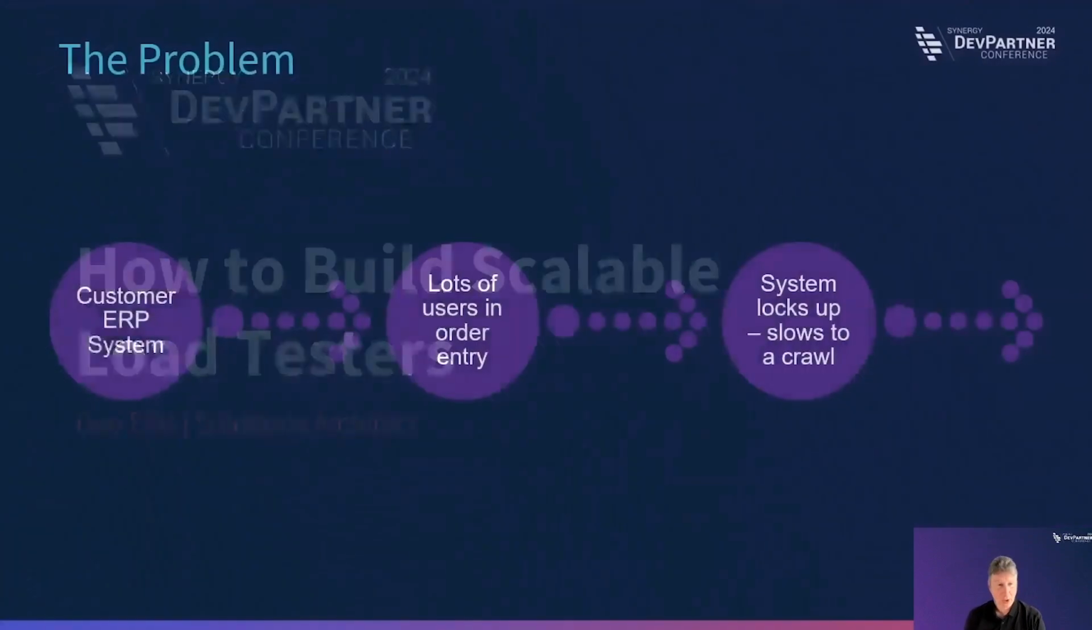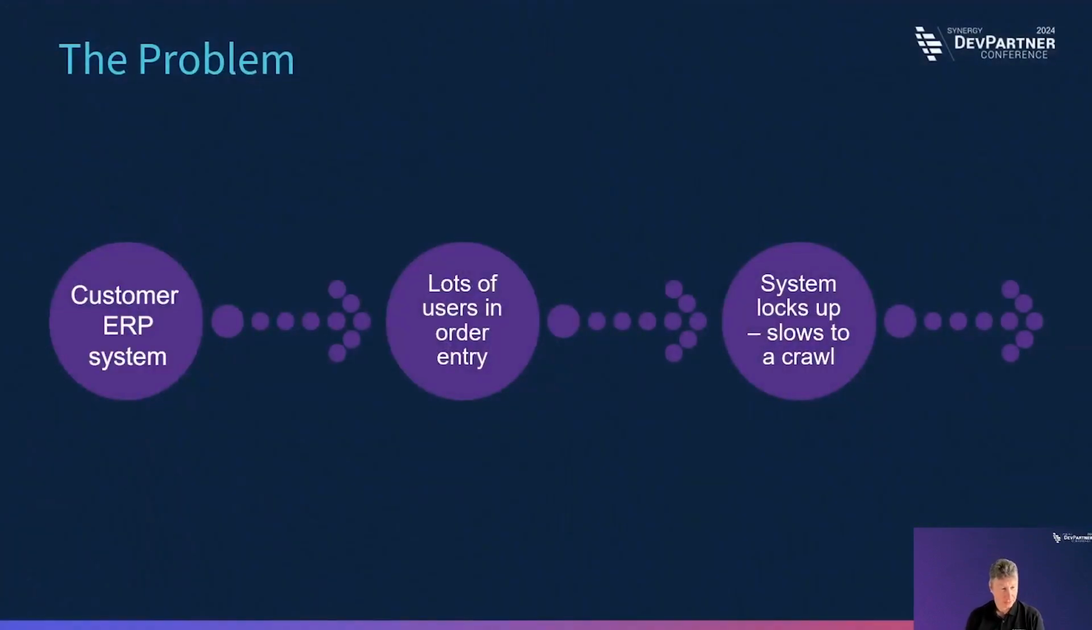So, why did I need to do this? On the project I was working on, it was a customer ERP, a typical ERP system with lots of users in order entry. And we were hitting a scenario where the system just locked up and slowed to a crawl in production. And we didn't know why.